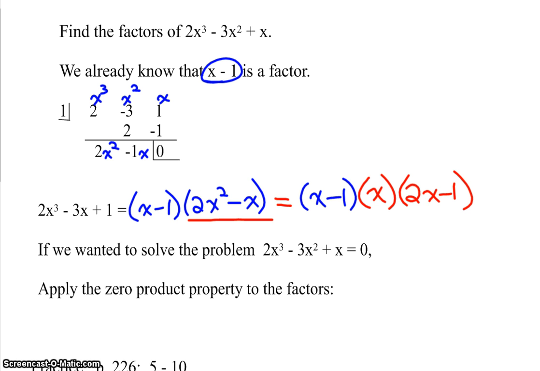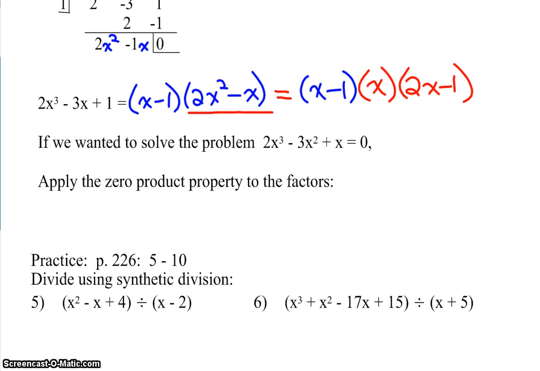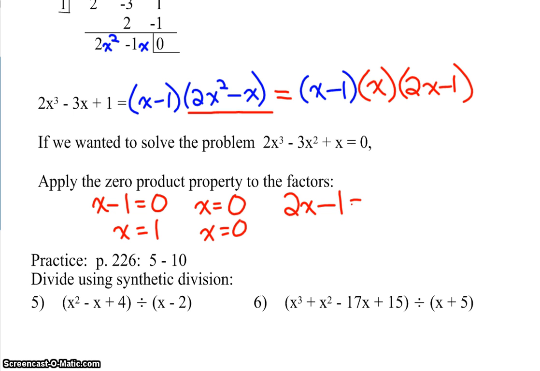Now, to actually solve that problem, I'm just going to set each of those factors equal to 0. So x minus 1 equals 0 gives me x equals 1. x equals 0 just gives me x equals 0. There was nothing to work on that one. And 2x minus 1 equals 0 in the end is going to give me x equals 1/2. Those three are the roots to my problem.